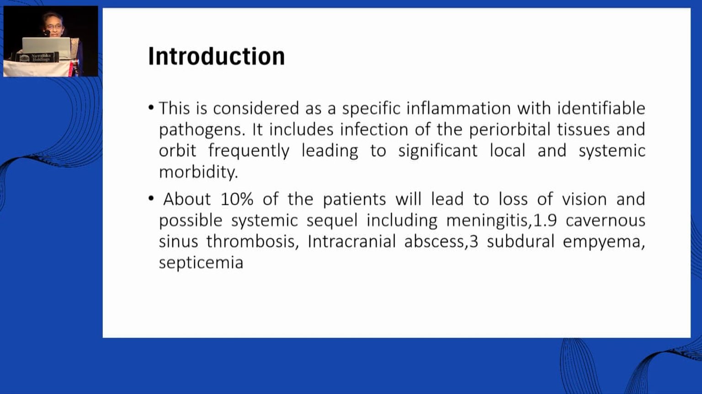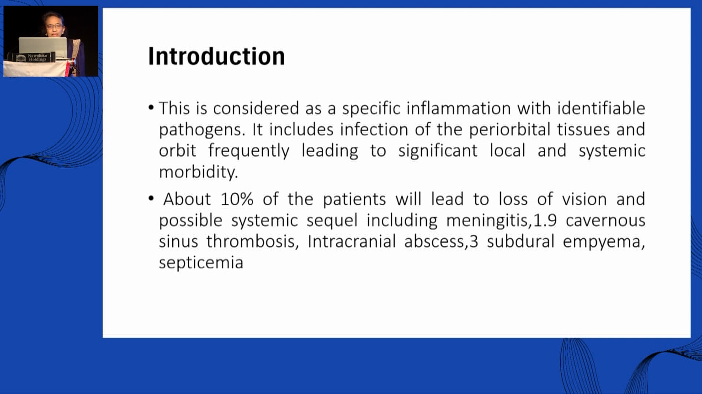Just to give you an introduction, this is actually considered a specific inflammation with identifiable pathogens. Usually orbital inflammations are discussed where there are no identifiable pathogens, but this is a specific inflammation with identifiable pathogens, and it includes two sections. It can be an infection of the periorbital tissues and/or an infection involving the orbit, and it frequently leads to significant local and systemic morbidity.